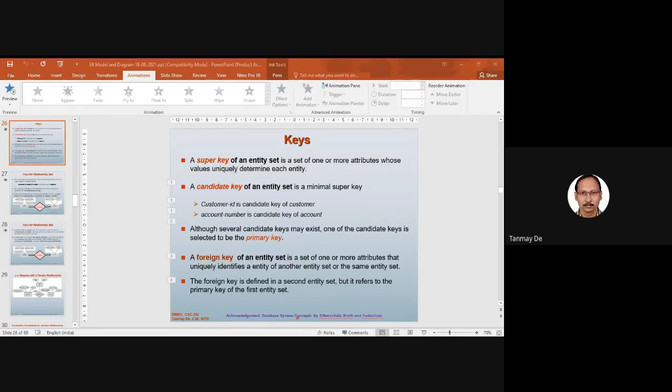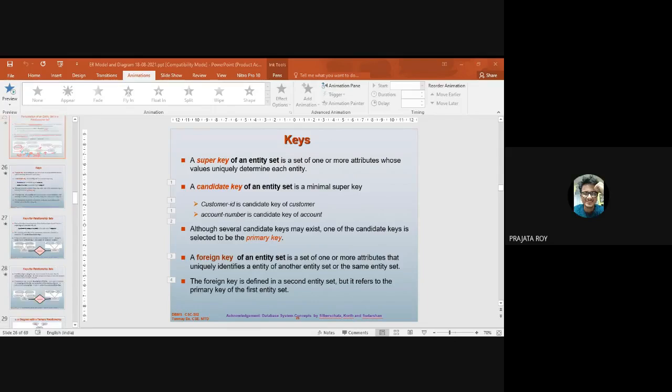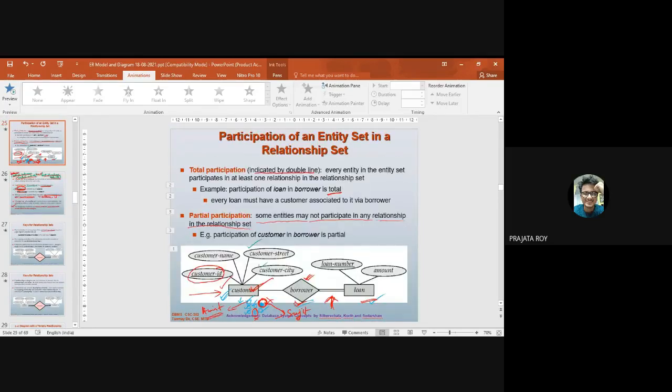No problem here. Is participation of entity set in the relationship set, total participation, partial participation visible? No, sir, that is not visible. Sir, I think you need to stop presenting and present again. Yes, sir, now the marks are visible. Now it's visible. Yes, sir, one ER diagram at the bottom of that slide. Yes, sir, the customer, borrower, loan.